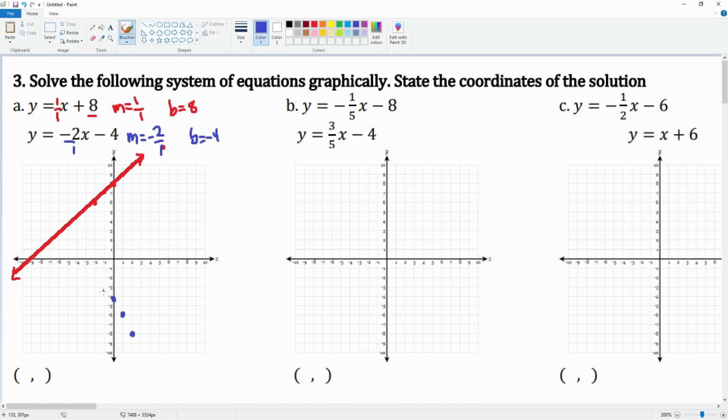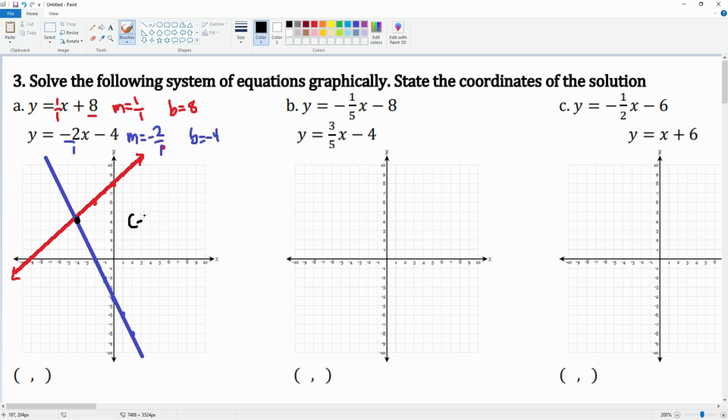To get the other end, I can just do the opposite. Up 2 over 1, up 2 over 1, up 2 over 1. Okay. And then if I connect it the best that I can, it does look like it does intersect. And it looks like it does intersect at this point here.